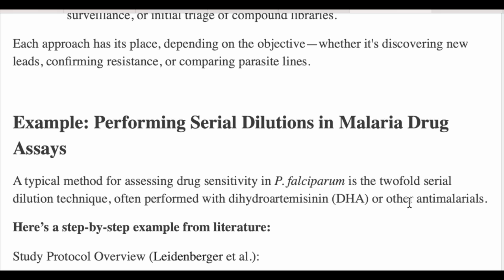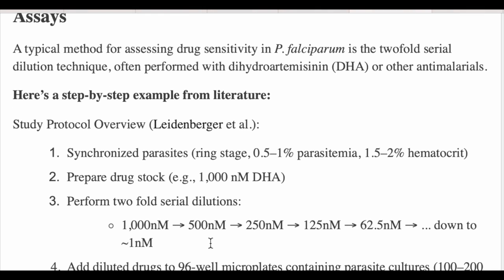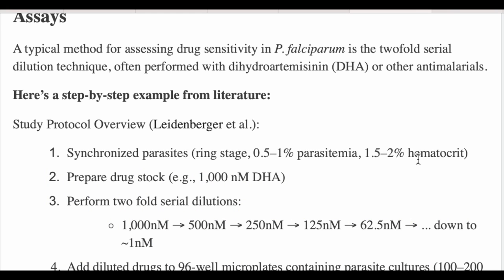So the step-by-step example you could come across in the literature is: first, you synchronize the parasites. Typically ring stage parasites are used. You want 0.5 to 1% parasitemia, and you use a hematocrit, or blood cell component, of 1.5 to 2%.